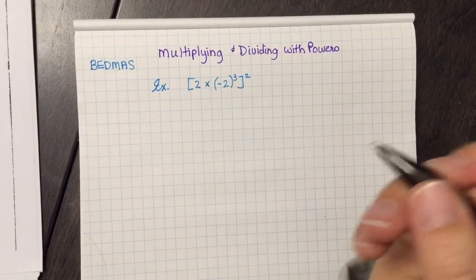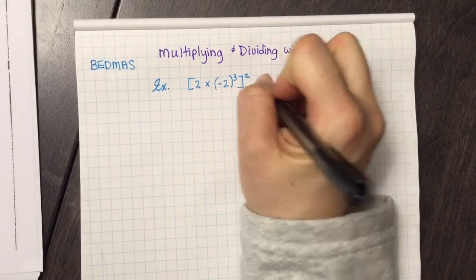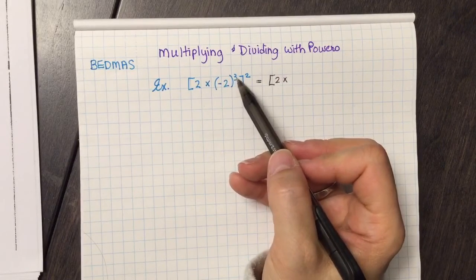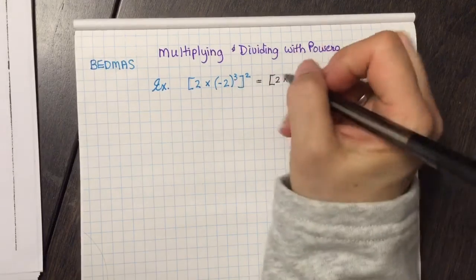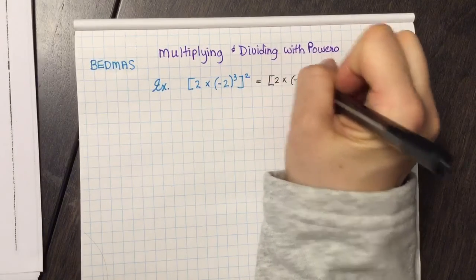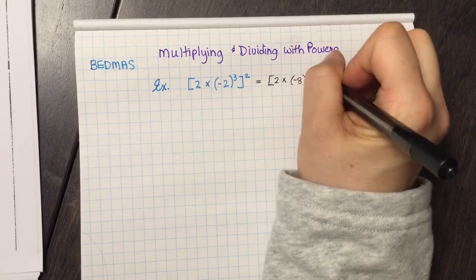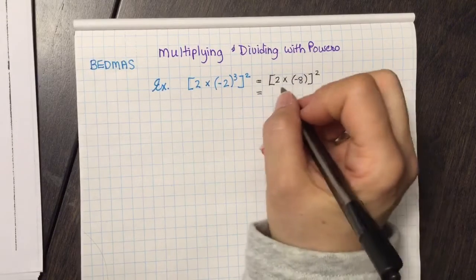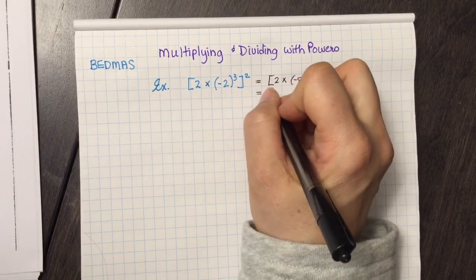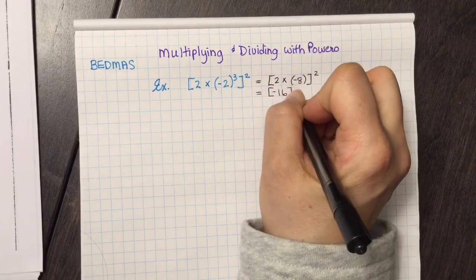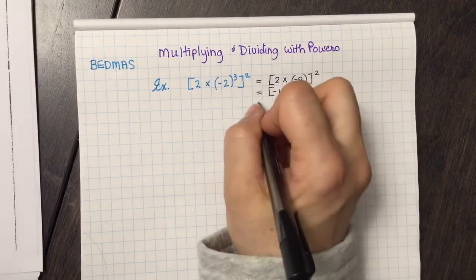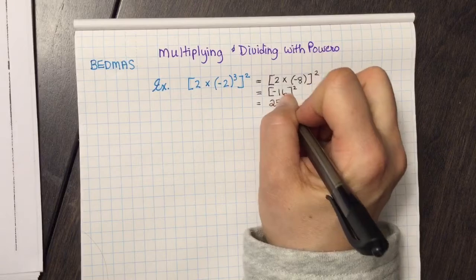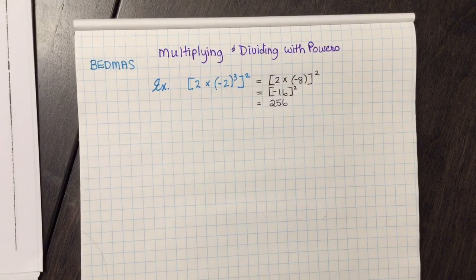So we always want to do what's inside the curved brackets first, and then we do what's inside the square brackets, okay? So if I start this first, I'm going to have 2 times, and what's negative 2 cubed? Okay, that would be negative 8. And then that whole thing squared. Now I'm going to do what's inside the square brackets. 2 times negative 8, so that is negative 16 squared. And then negative 16 squared. Take out your calculator. 256. Okay.